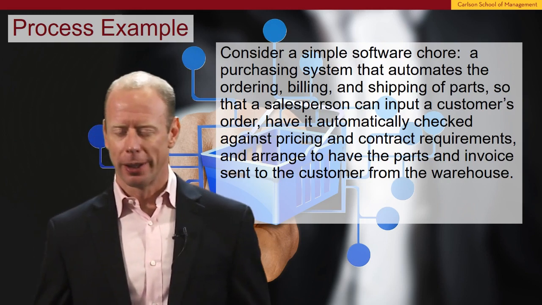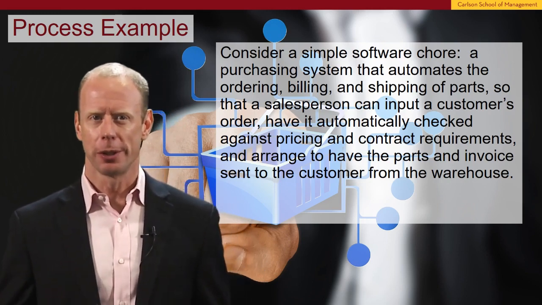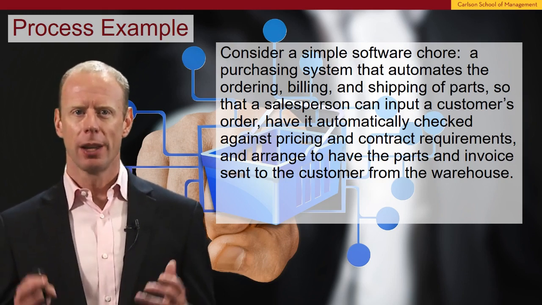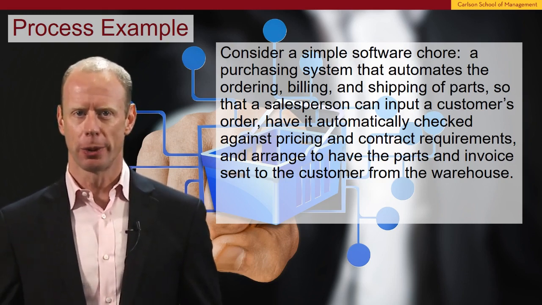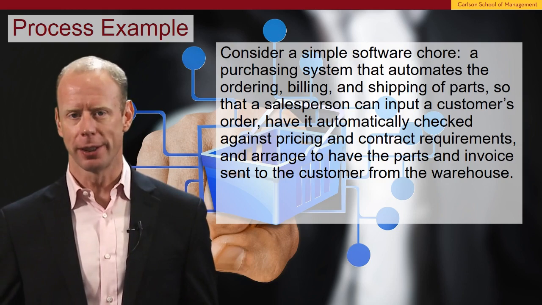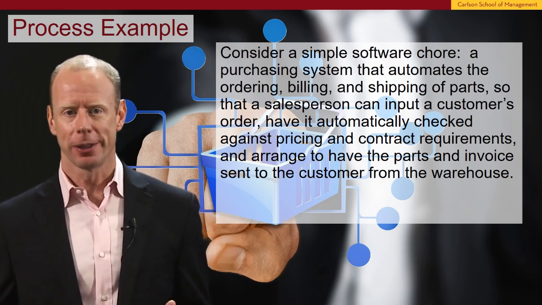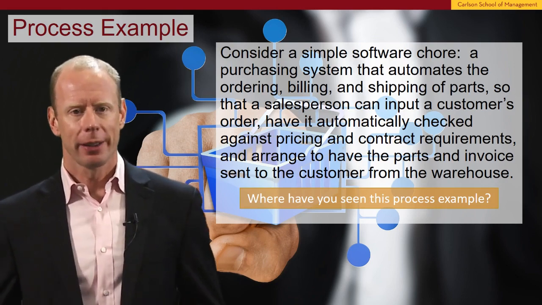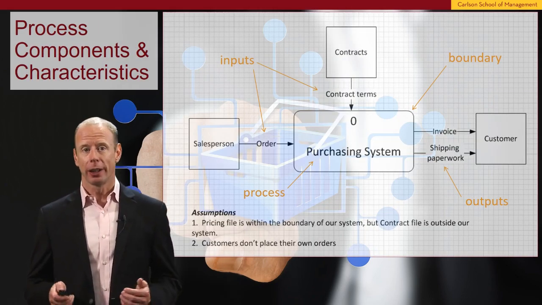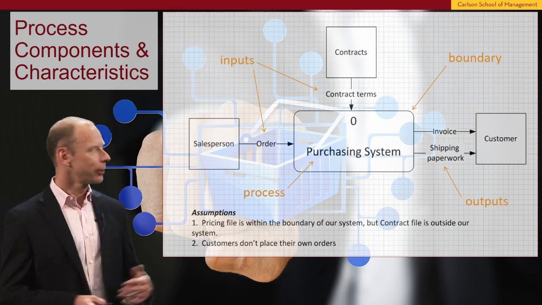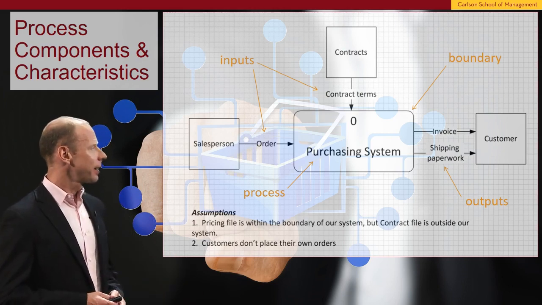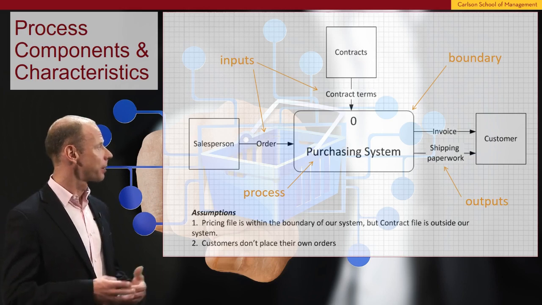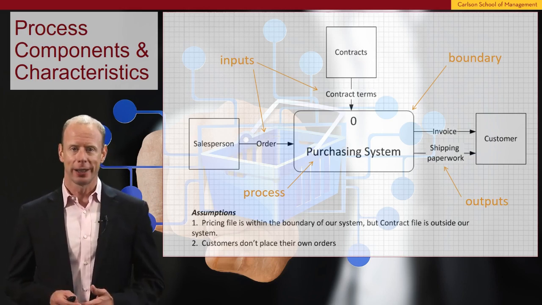Consider, for example, a simple software scenario, which is a purchasing system that automates the ordering, billing, and shipping of parts so the salesperson can input a customer's order and have it automatically processed and delivered. Nearly every business has this type of scenario. We might model that scenario in something called a context diagram, and that looks like this. The context diagram shows the system, and in boxes around the system we have what are called external entities.